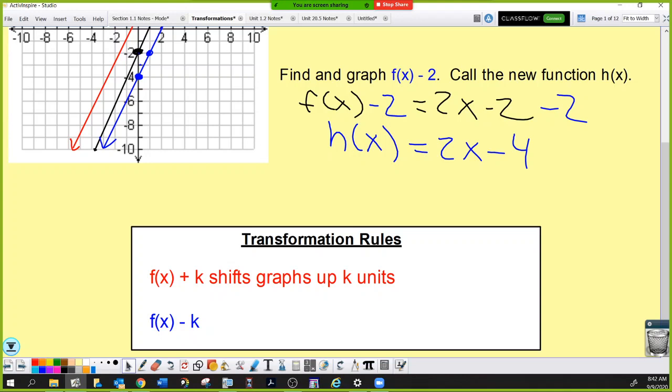So what you did here was you transformed an equation and a graph. So if plus k on the outside shifts graphs up k units, then minus k is going to shift graphs down k units. Those are your first two transformation rules, shifting up and shifting down. And I don't think they're too groundbreaking. And you should have learned about them in Algebra 1. Do you remember it? Probably not. That's okay. That's what we're here for.